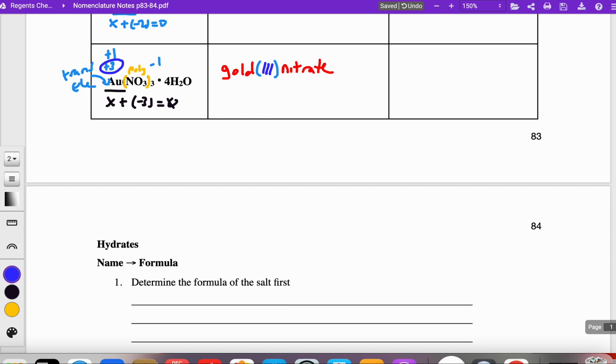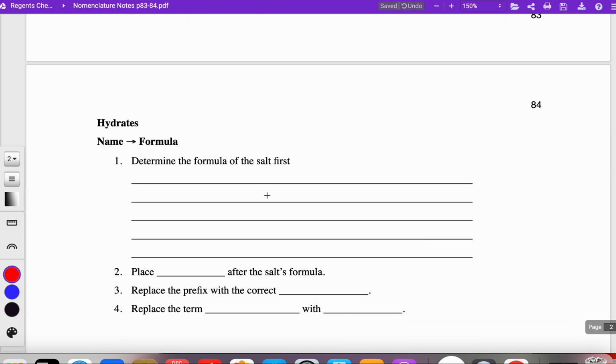Now we have to figure out the water part. We see a 4 in front of the H2O, so that means tetra. And we replace H2O with the term hydrate. So not a whole lot new here, just putting a couple of ideas together.